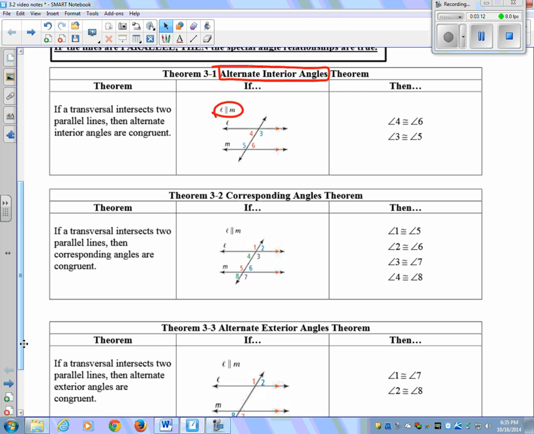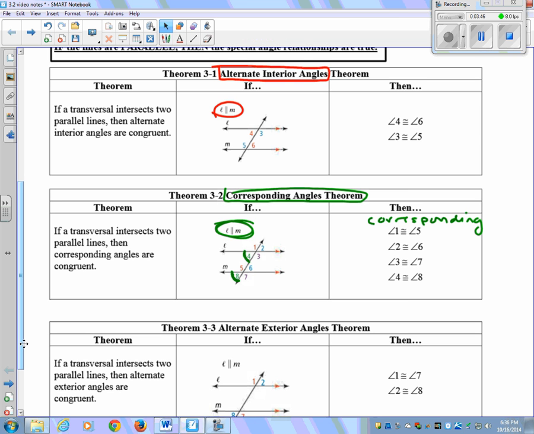So the first one, if the lines are parallel, then alternate interior angles are congruent. The second one, again, the hypothesis is the same. If the lines are parallel, then corresponding angles are congruent. Well, in this case, corresponding, remember, they're on the same side of the transversal. They have a different vertex. One's on the interior, one's on the exterior. That's what corresponding angles are.